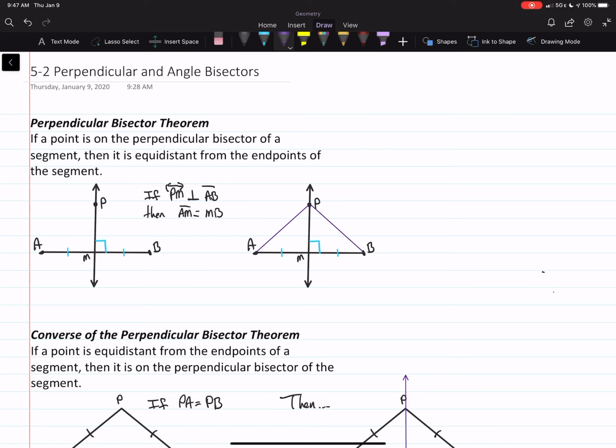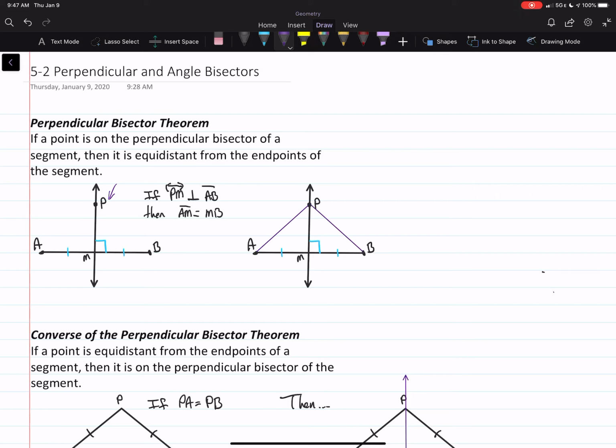So what that is saying here is that if a point, so we're talking about point P here, is on the perpendicular bisector, so that's the vertical line there, then it's equidistant from the endpoints of the segment. So that means that the distance between P and A and P and B should be the same.